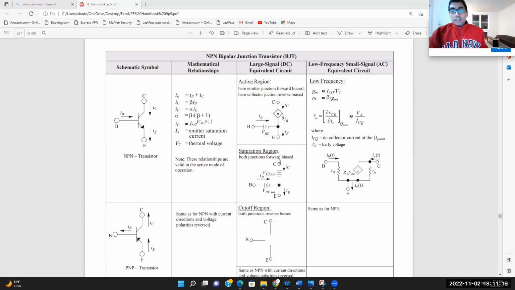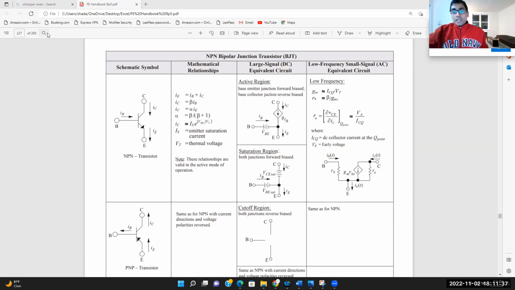As we were discussing in our last class, we were talking about transistors. In particular, we were talking about PNP and NPN transistors, and we were focusing on the three terminals: the base, the emitter, and the collector.